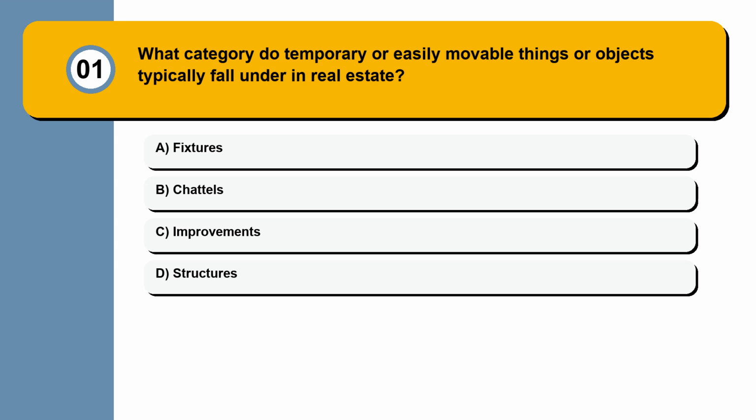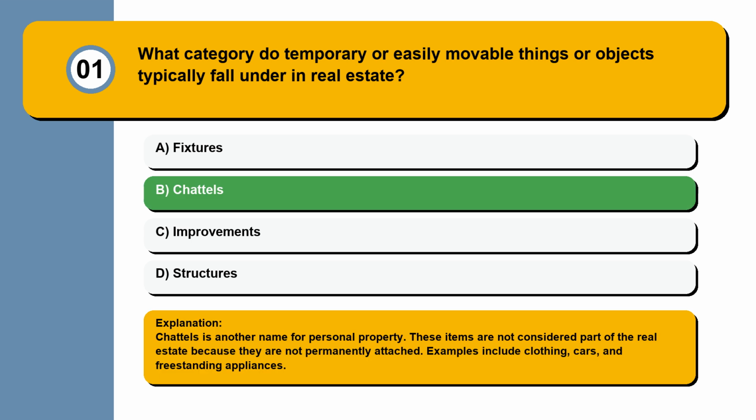Question 1. What category do temporary or easily movable things or objects typically fall under in real estate? Fixtures, chattels, improvements, structures. Chattels is another name for personal property. These items are not considered part of the real estate because they are not permanently attached. Examples include clothing, cars, and freestanding appliances.